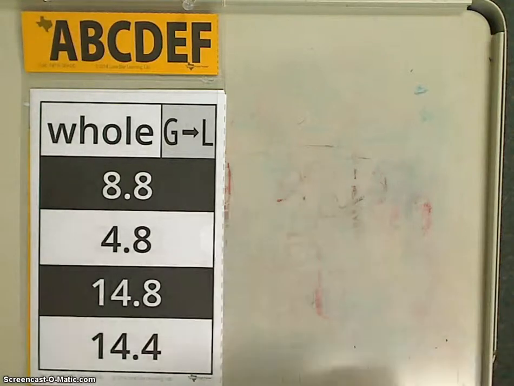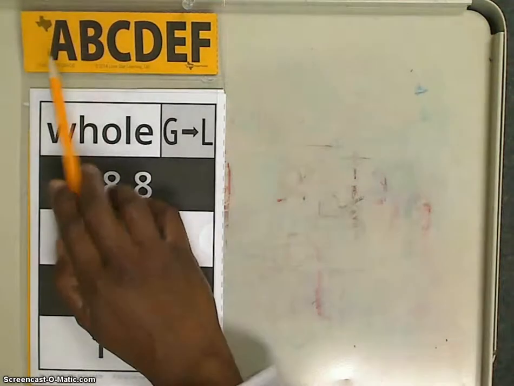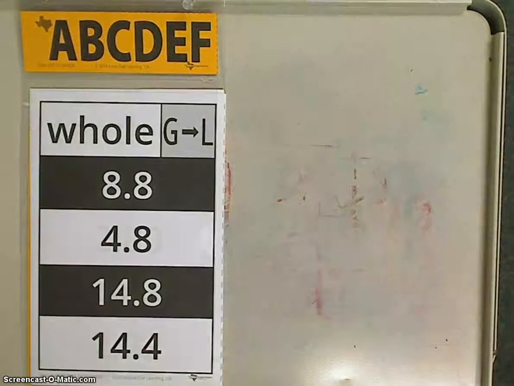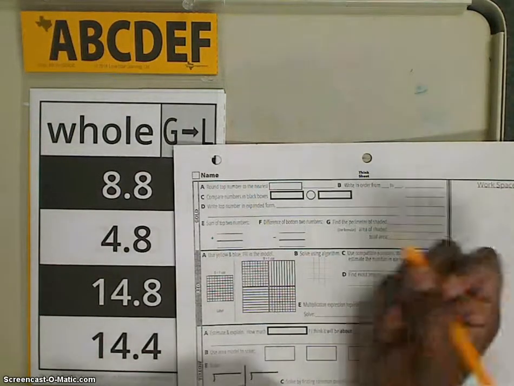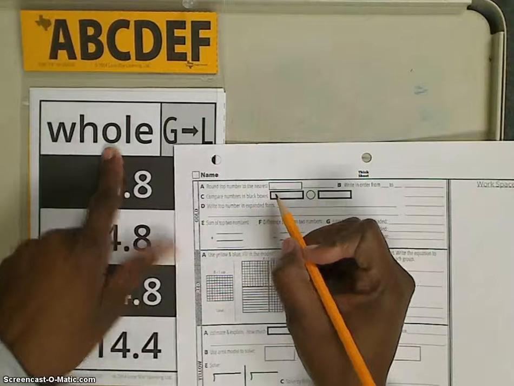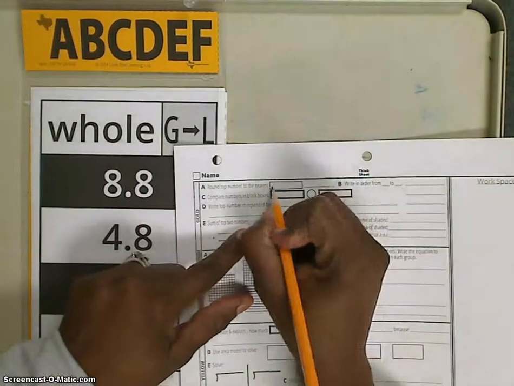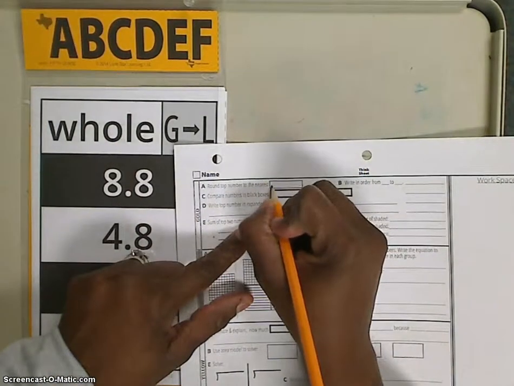Hey guys, let's go over the orange from A to F and see if you got your answers correct. Let's start with A. It says round top number to the nearest blank. Well, the blank up here would tell us whole number. So in this box, you should have the word whole.